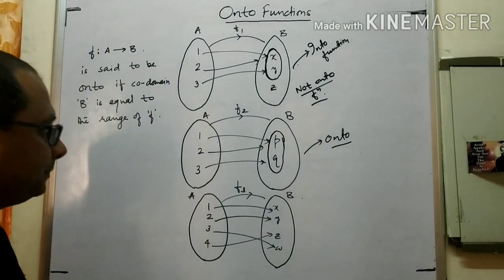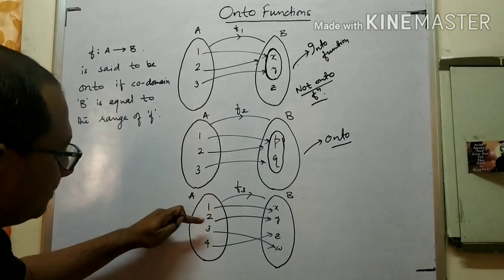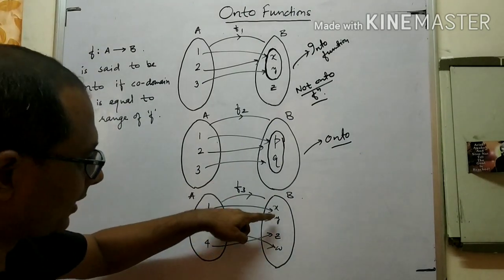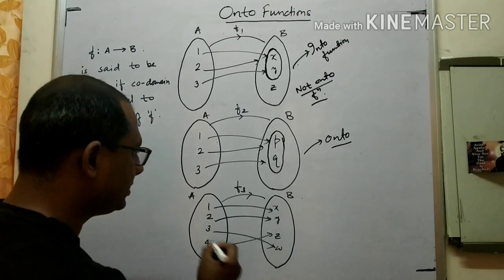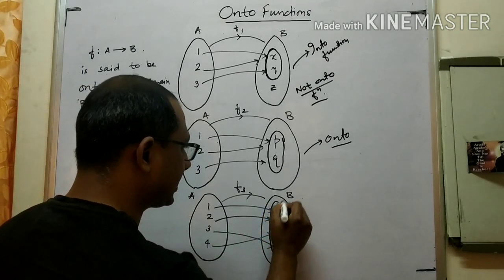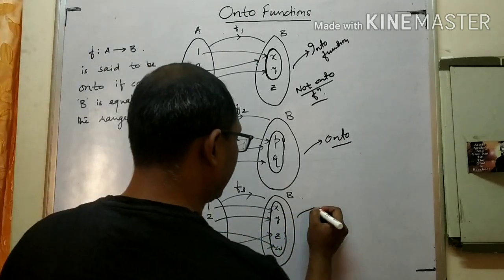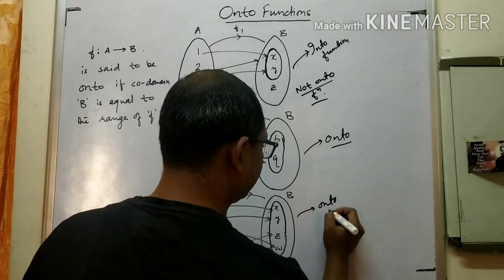Similarly, this function f3 running from A to B. All the members are going to x, y, z, w. So the range of this function is the set containing the images, which is exactly equal to the codomain. So ultimately, this also is an example of an onto function.